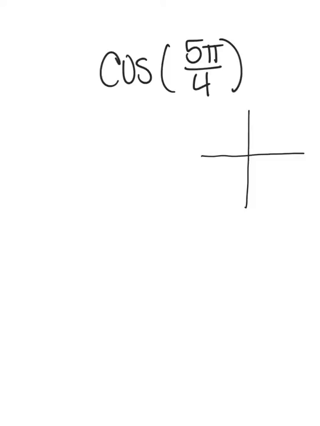I'm looking for the cosine of 5 pi over 4 radians. In a problem like this, my first move is usually to change radians into degrees. So I'm going to do this conversion by multiplying by 180 over pi. In doing so, I can see that the pi's are going to reduce away.